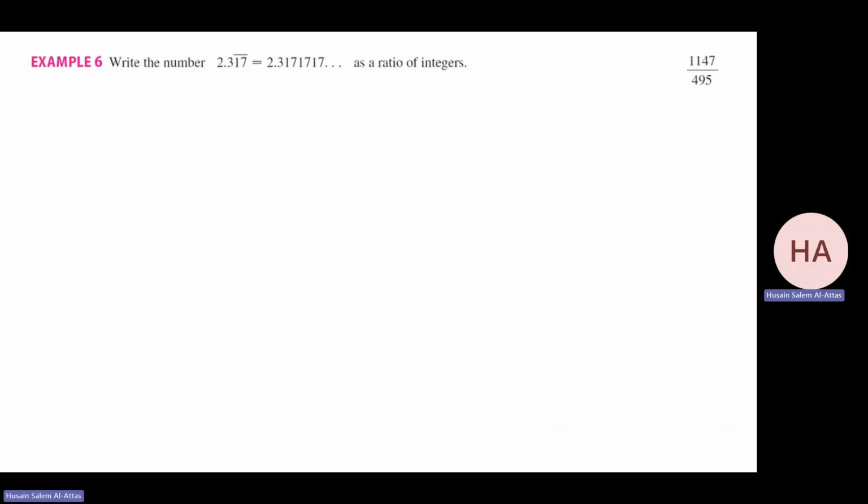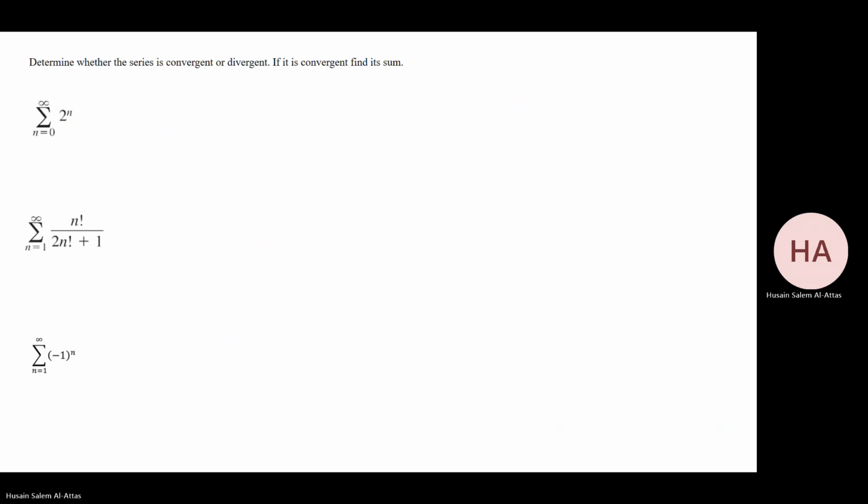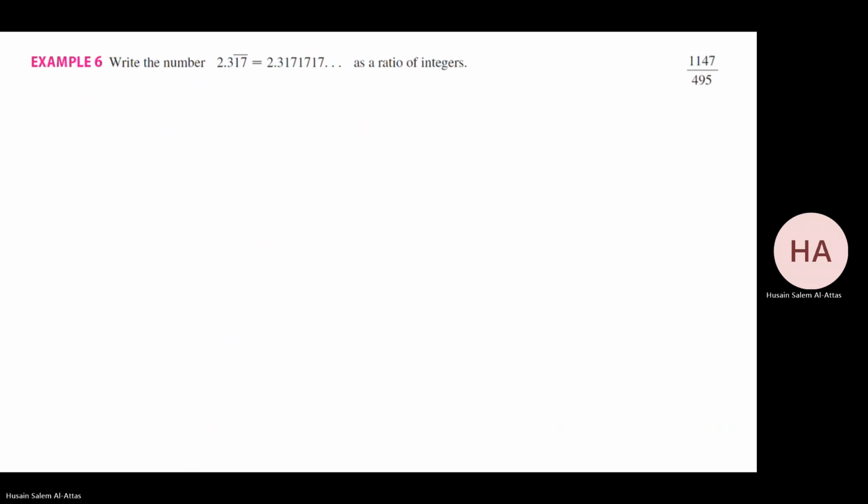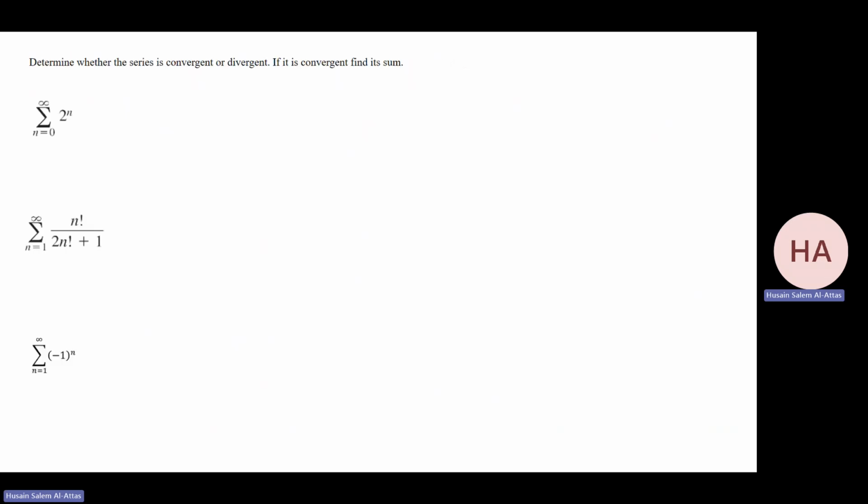Write this number as a ratio of integers. Be careful here. Let me do it later. I'll do it later. Just let me go with this test for divergence. I will do that slide later. Okay.